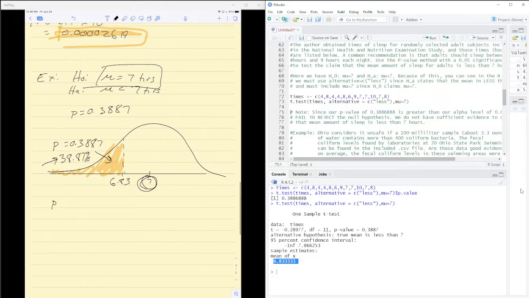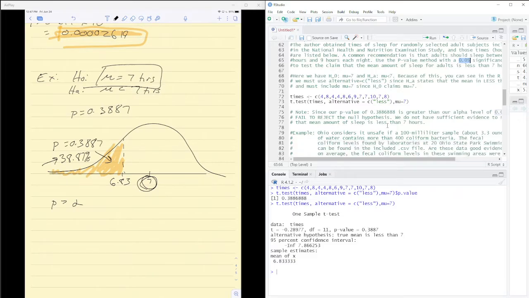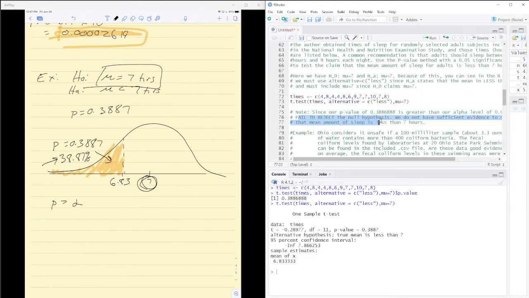Our p-value here is bigger than our significance level alpha. We were told to use 0.05 significance level. And if you're never told a significance level, you assume it's 0.05. It'll usually tell you to use 0.05, 0.01, 0.1, 0.025. If it doesn't tell you, though, you assume 0.05 as a general rule to follow. So since your p-value is greater than the alpha level, we fail to reject the null hypothesis.